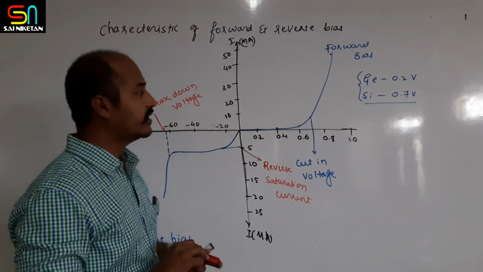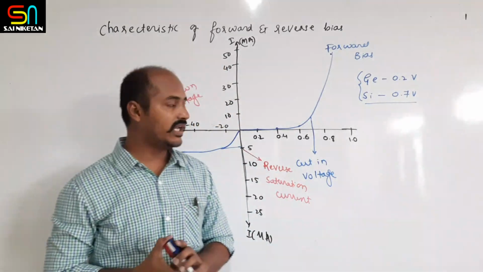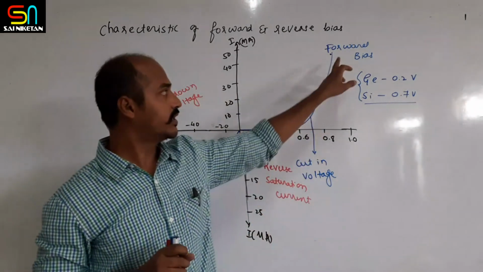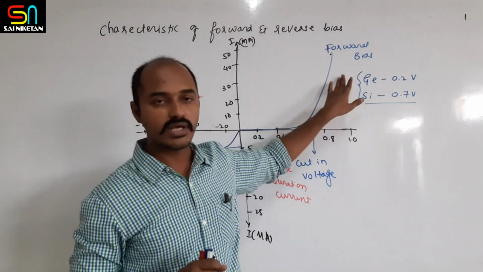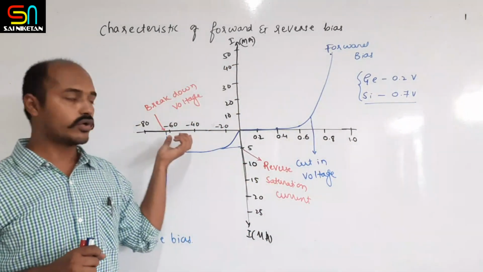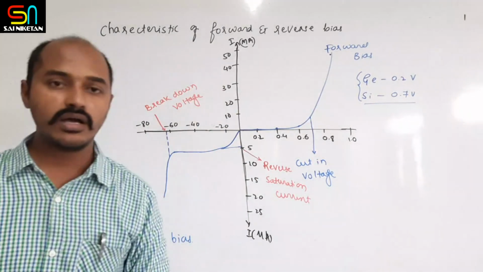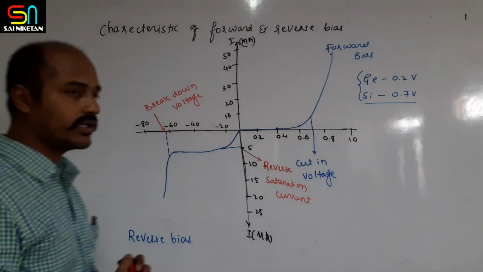So this is regarding the characteristics of forward bias and reverse bias. While dealing with the characteristics of forward bias and reverse bias conditions, you have to remember the cut-in voltage in the case of forward bias, and in the reverse bias, what we mean by the reverse saturation current and what we mean by the breakdown voltage. So just take the graph and make some notes. Hope you have taken it down.